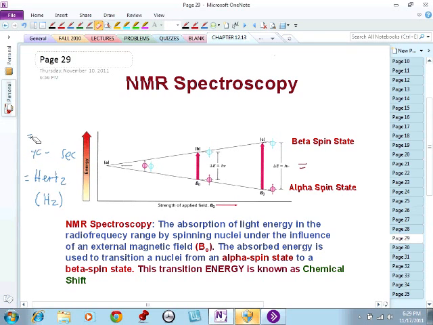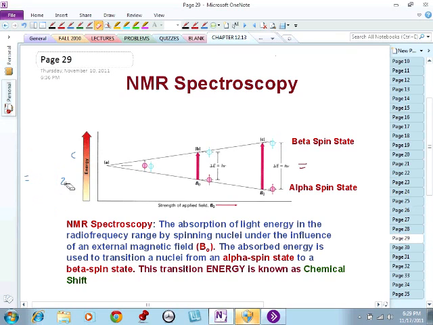So in practice, for most of the instruments that are out there, you have an external magnet, and then you scan the radio frequency to the sample of interest. Since you want to keep the external magnet constant, you're scanning the radio frequency through the sample, and then you simply measure the chemical shift at which the proton or the carbon-13 will flip from the alpha spin state to the beta spin state.